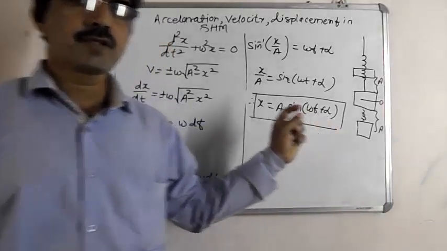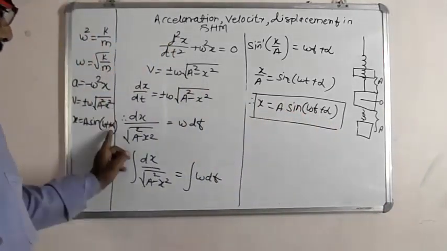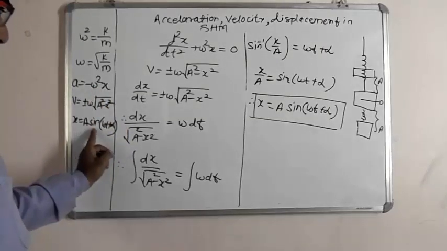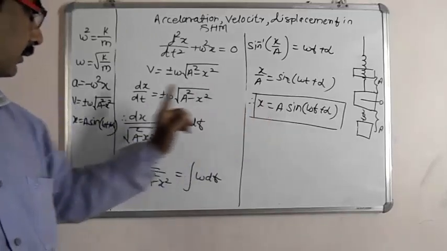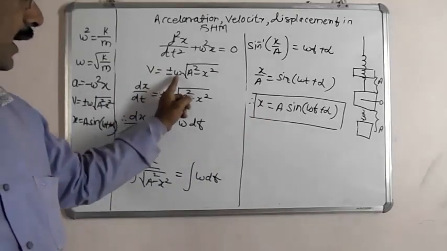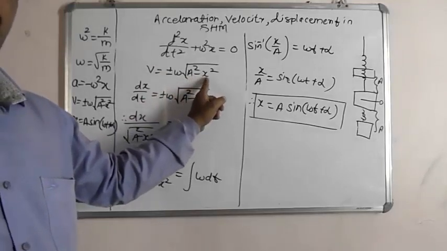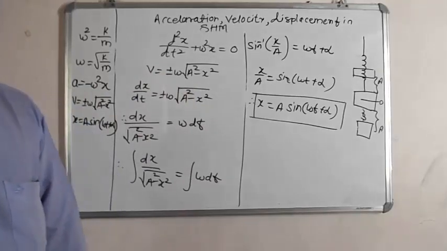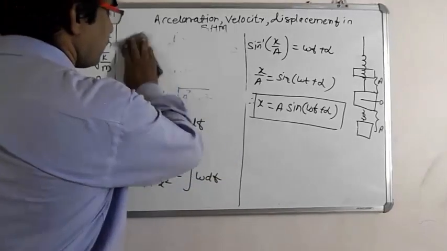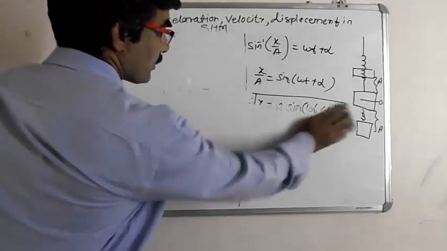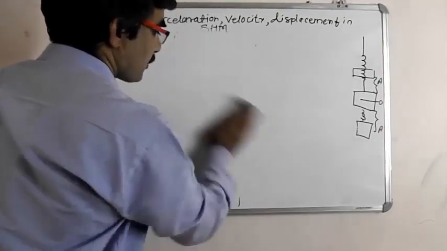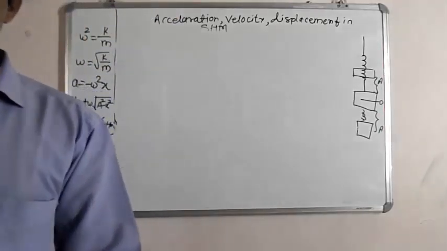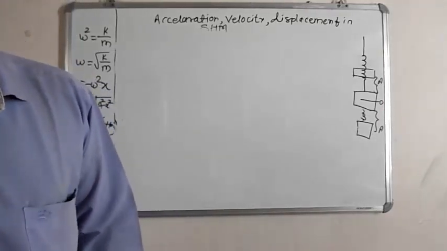See the equations for displacement, velocity and acceleration. x equal to a sine omega t plus alpha, v equal to plus or minus omega under root a square minus x square, and acceleration a equal to minus omega square x. Now see, here are two cases. Number first, when the particle starts from mean position, and second, when the particle starts from extreme position.